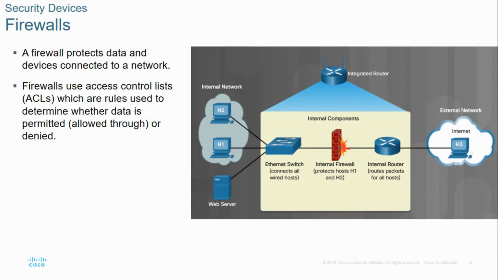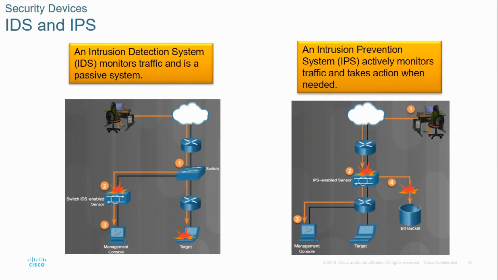Next, we have the intrusion detection system and intrusion prevention system. The intrusion detection system, or IDS, passively monitors traffic on the network. What it does is that it tries to detect any anomalies with the traffic that is moving in and out of the network. Once detected, that is the only time to resolve issues caused by those anomalies.